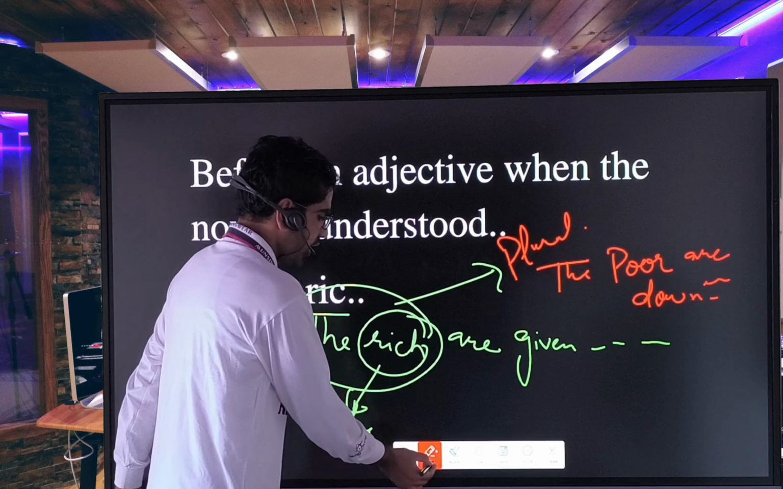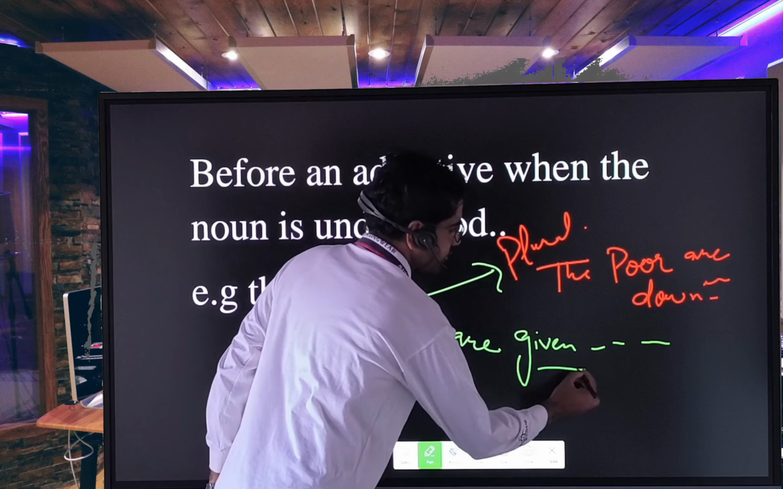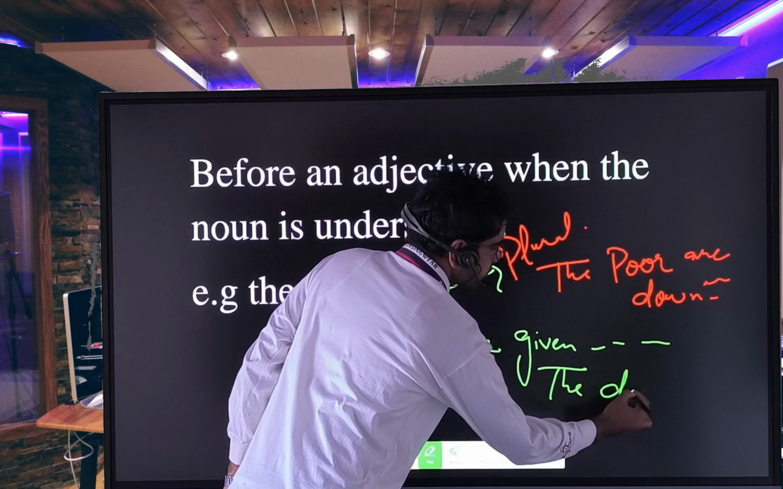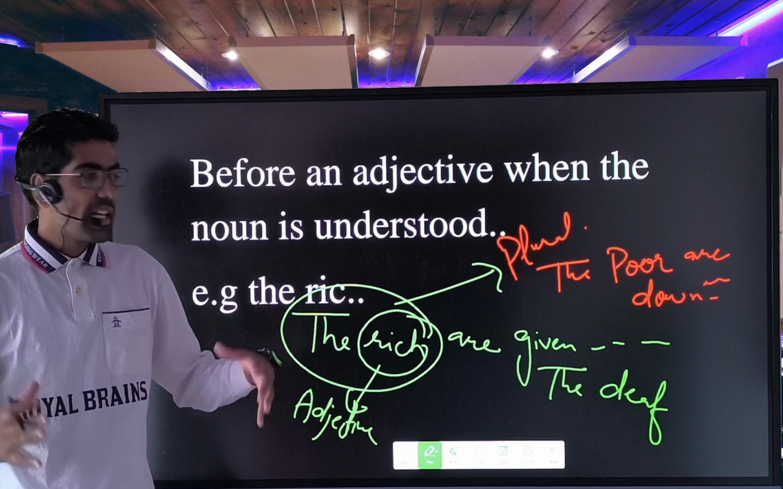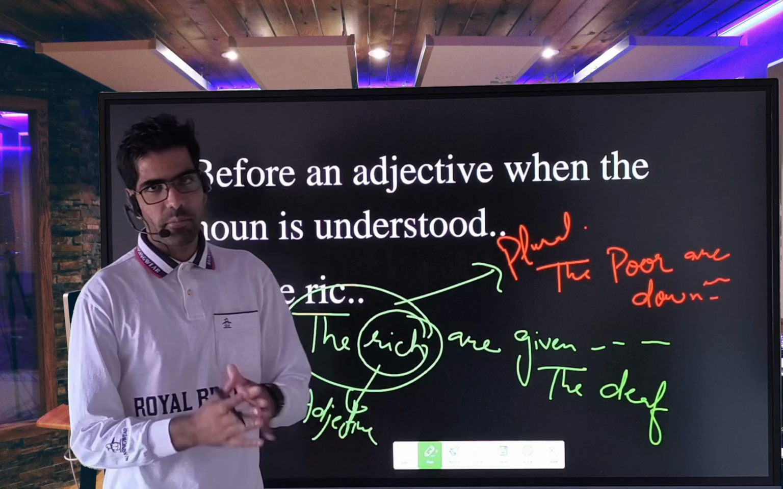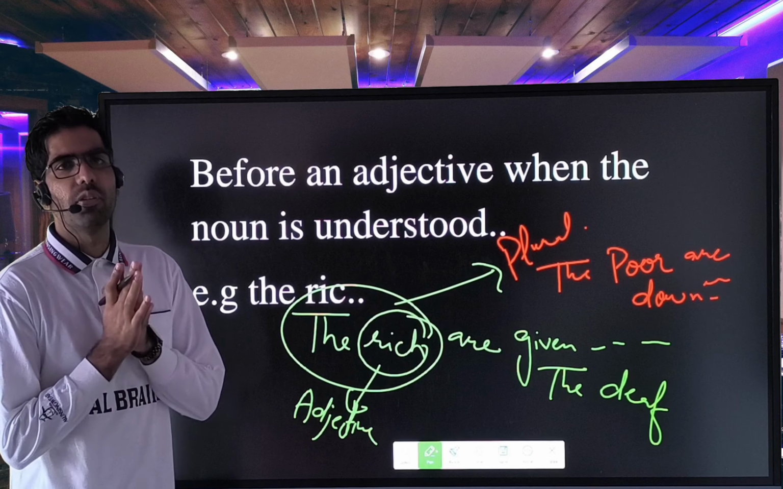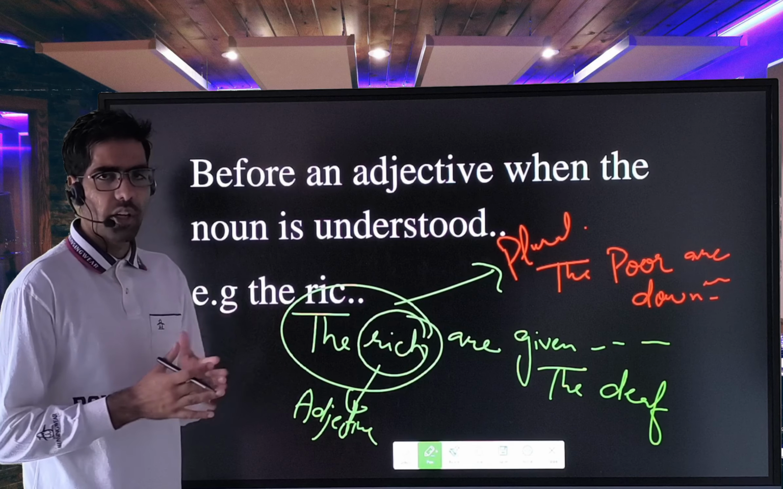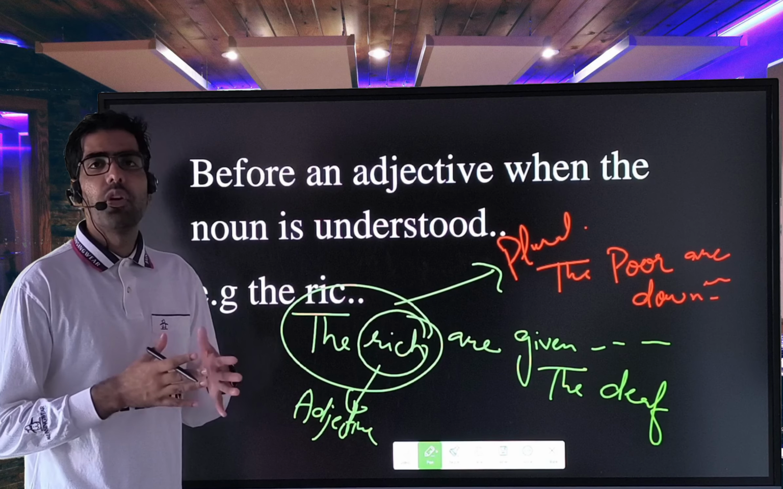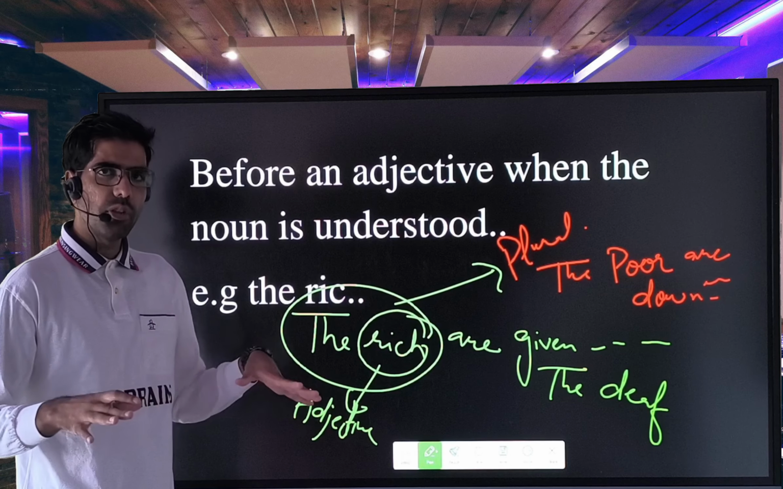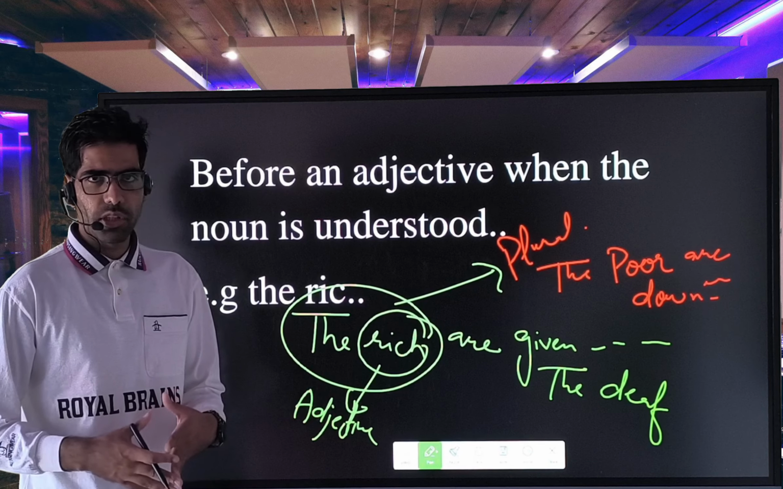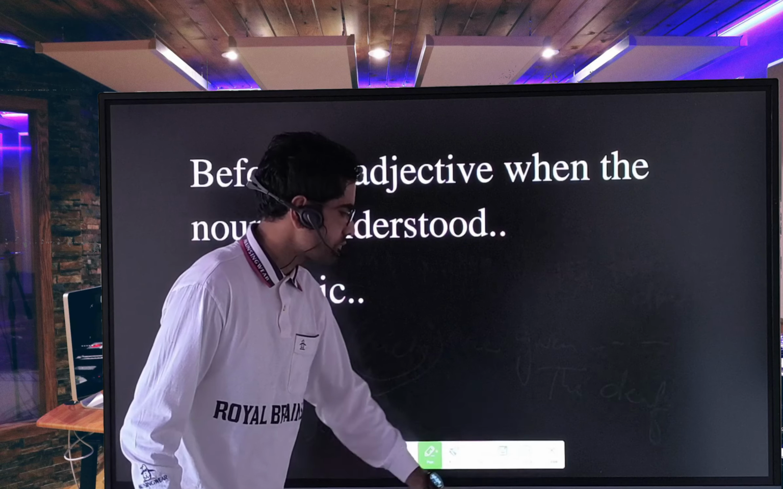In the same way, if I say the deaf, that means बहुत सारे deaf. The blind, बहुत सारे blind, which are already understood, which are already known. Which deaf, which blind, which poor are you talking? The deaf are here, that means that's actually known. Which deaf are you talking? Are you getting me?